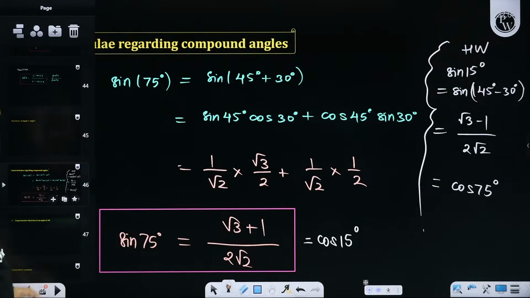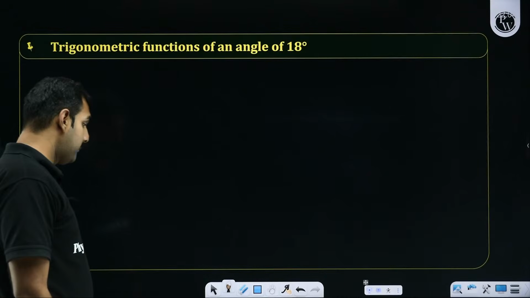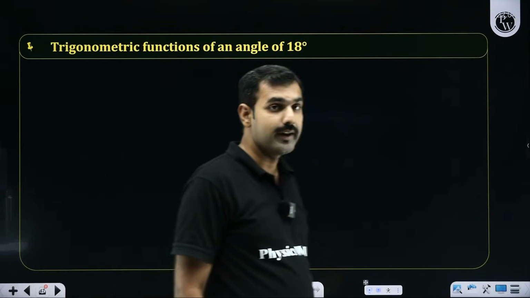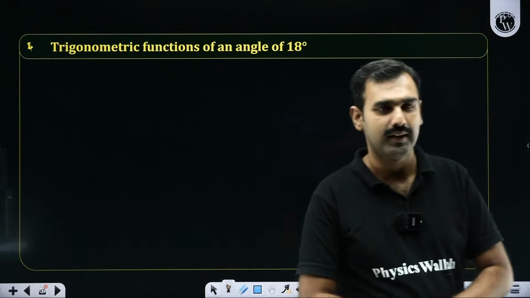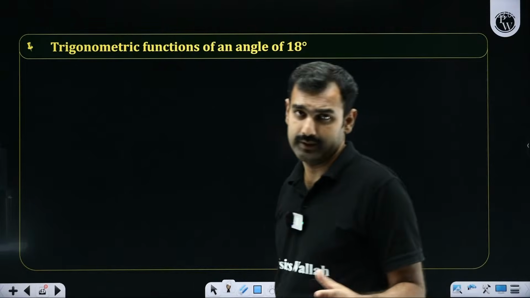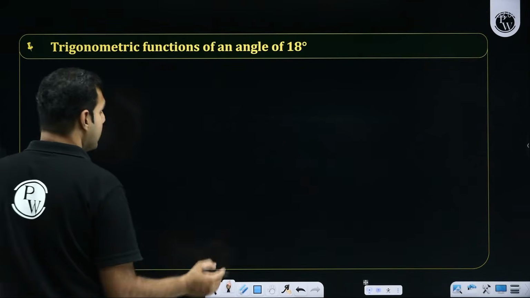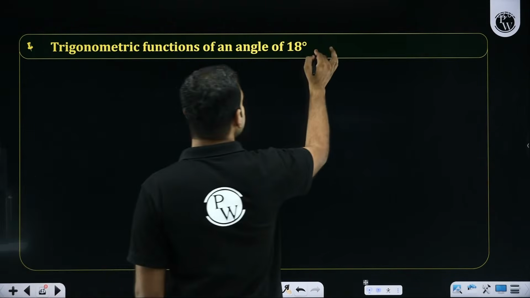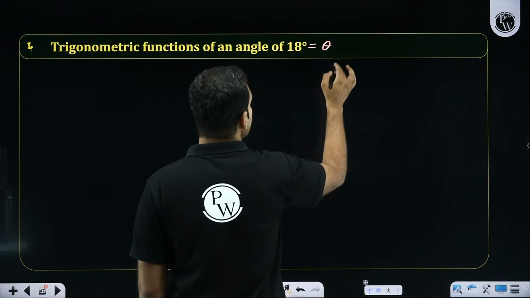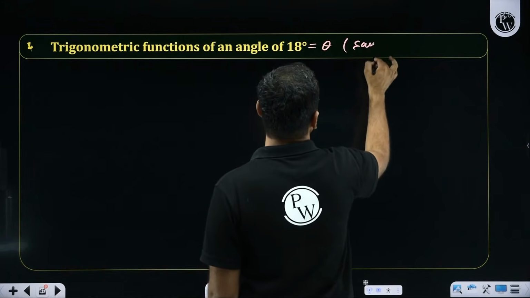People really struggle a lot and call it a derivation when they talk about 18 degree. I really don't get it. Why do they call it that? Let's talk about 18 degree now. 18 degree is such a beautiful angle, again a very amazing angle actually.